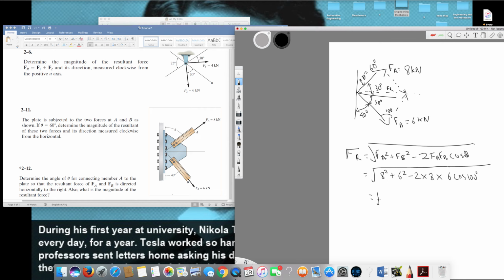So 8 square is going to be 64. 64 plus 36 minus 2 times 8 times 6. 2 times 8 is 16, 16 times 6 is going to be 96. 96 cos 100 degrees. So root of 100 minus 96 cos 100.